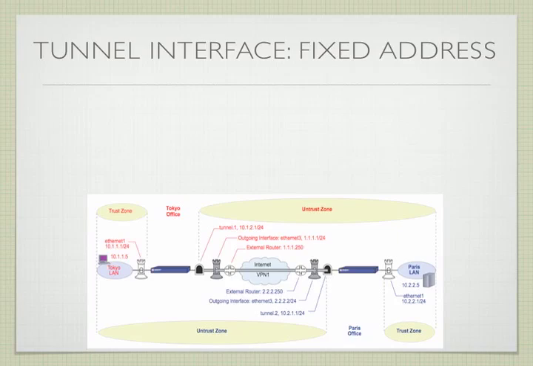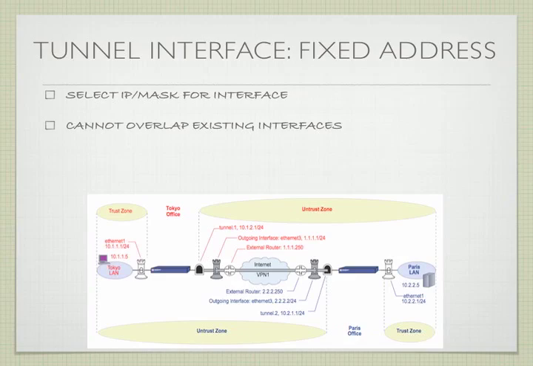So looking at the fixed address objects, you're going to select an IP address and a mask as it shows on this. The Tokyo office is 10.1.2.1/24, and the Paris office is 10.2.1.1/24.